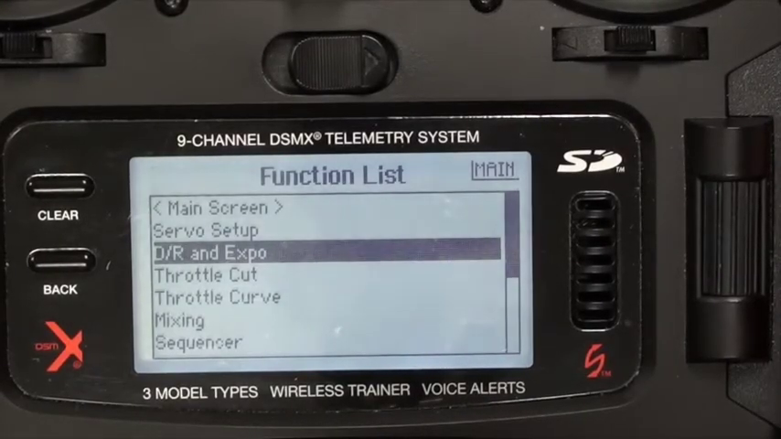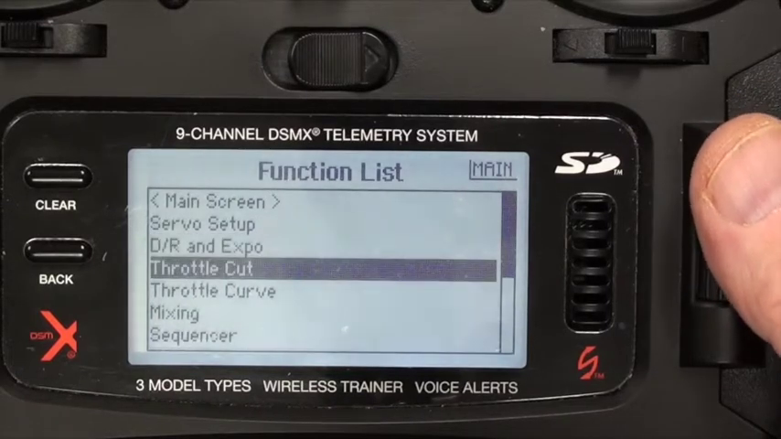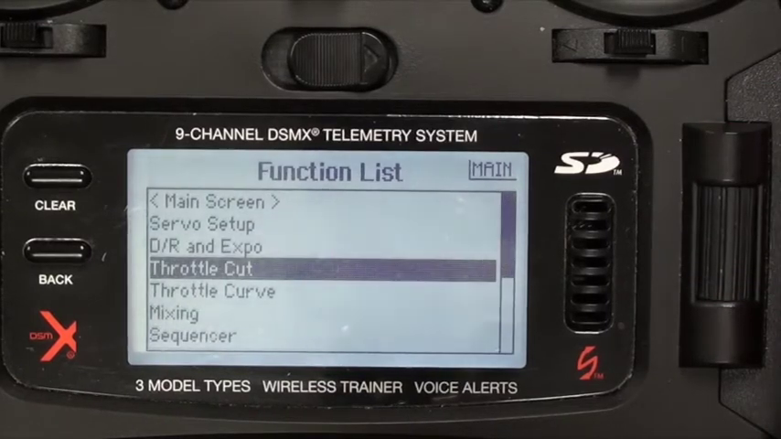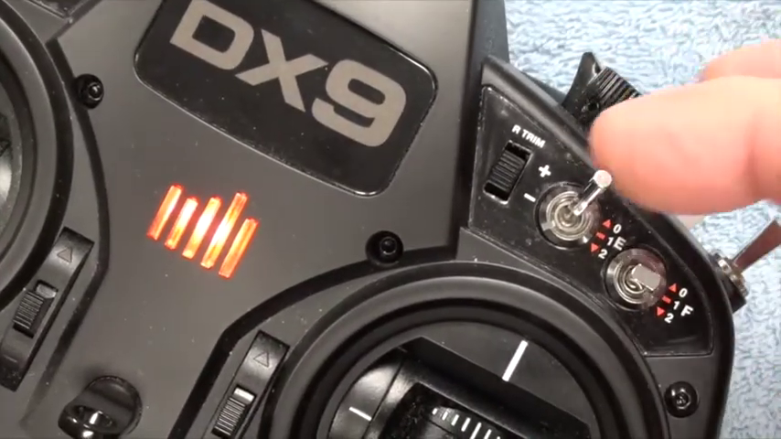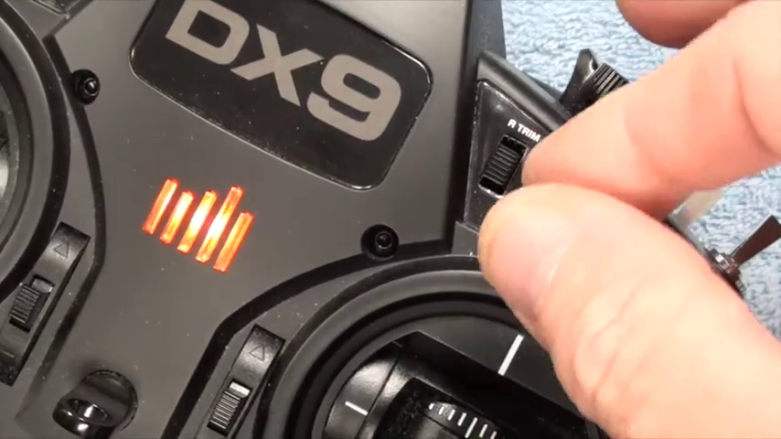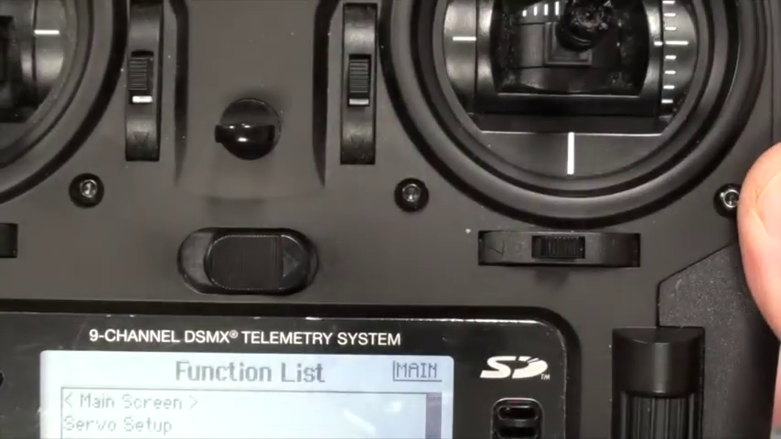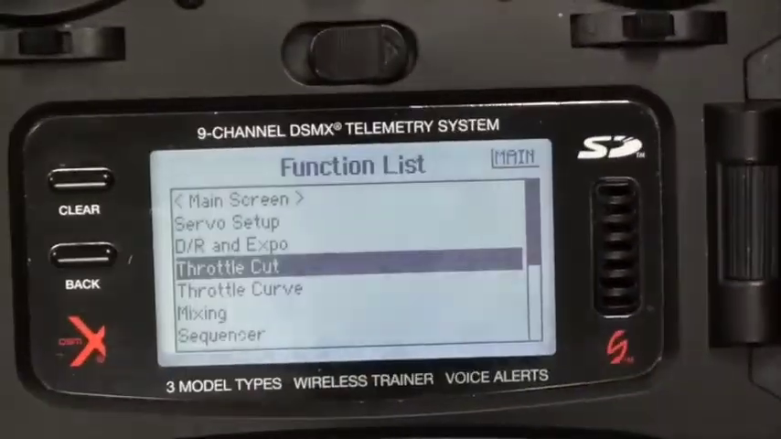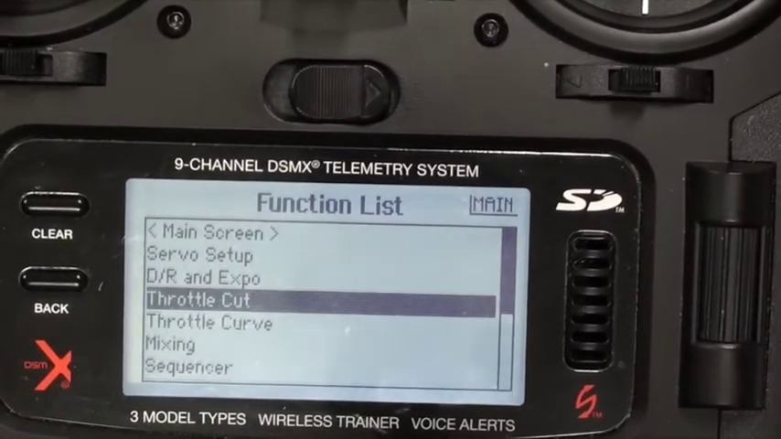Okay, so the next setup change I like to do is the throttle cut. And so I have to pick a switch for throttle cut, and I'm going to pick this switch over here on my DX9. It's the E switch. It's a 3-position switch. Because there's very few 2-position switches that I like, and that's the best one I find for throttle cut.